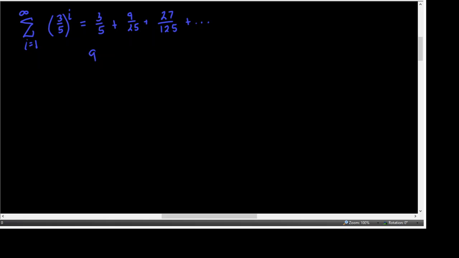You may notice that this is geometric. a sub 1 is 3/5, and r is 3/5. Since the absolute value of this r in this problem is less than 1, the series converges. And because it's geometric, we know what it converges to.